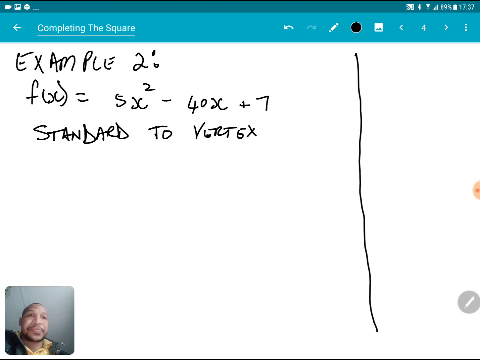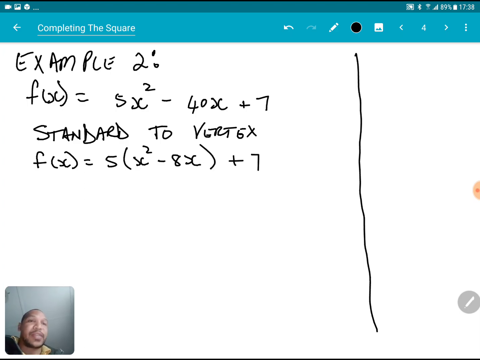So what do I do? I can take the first two terms and get the common factor out of that. The common factor would be 5 here. So f of x would be equal to 5, I'm taking the 5 out, and what's left? x squared. If I take 5 out of -40, I get -8x, plus 7. Right, so now we're going to convert from standard form to vertex form.